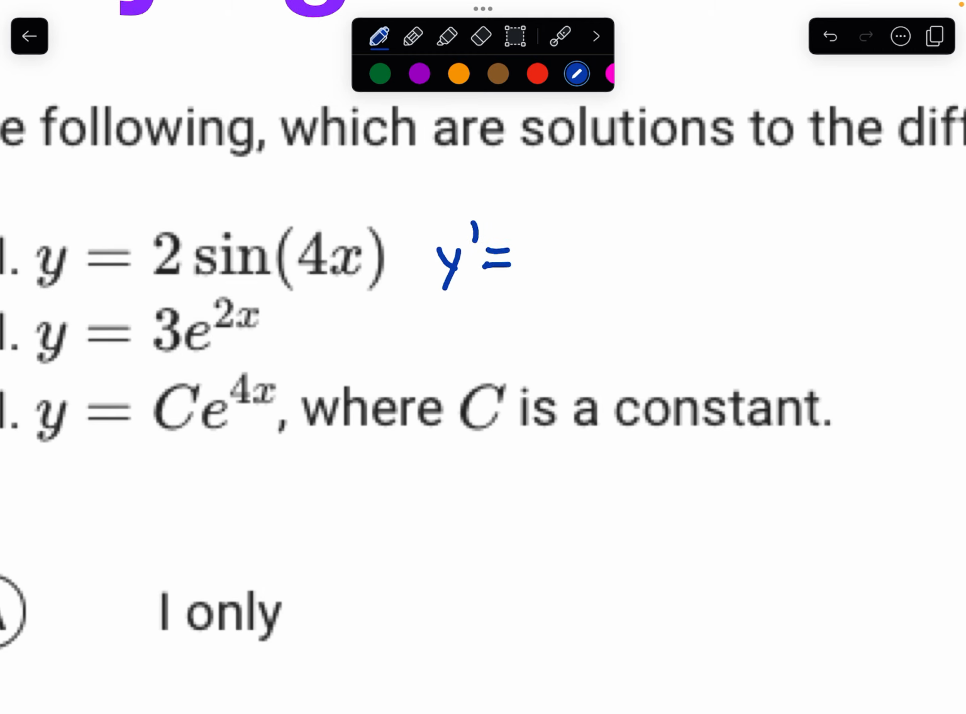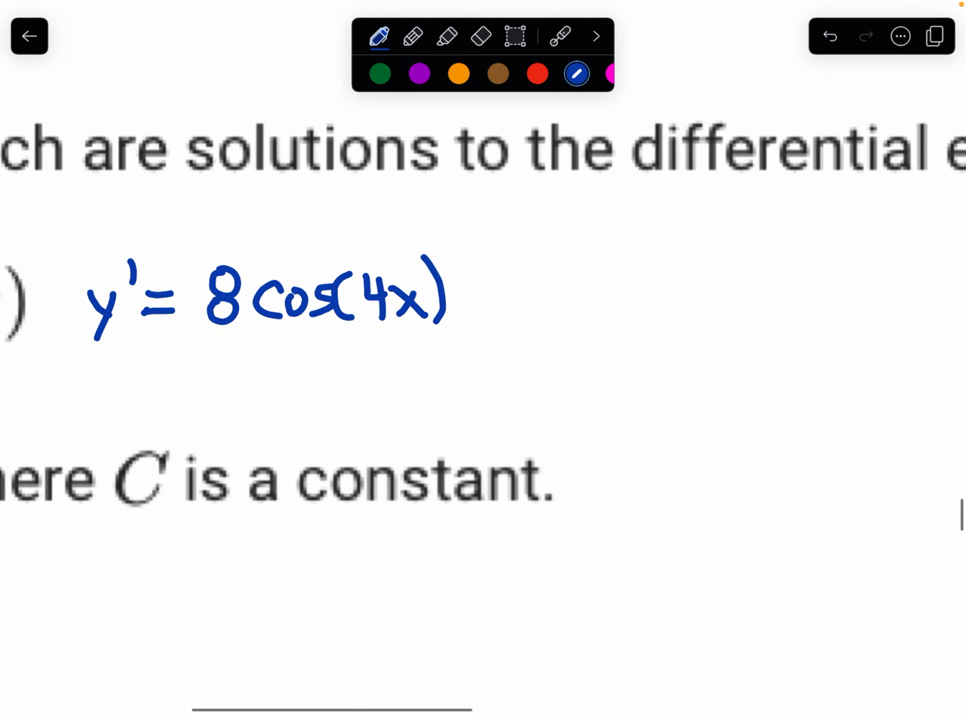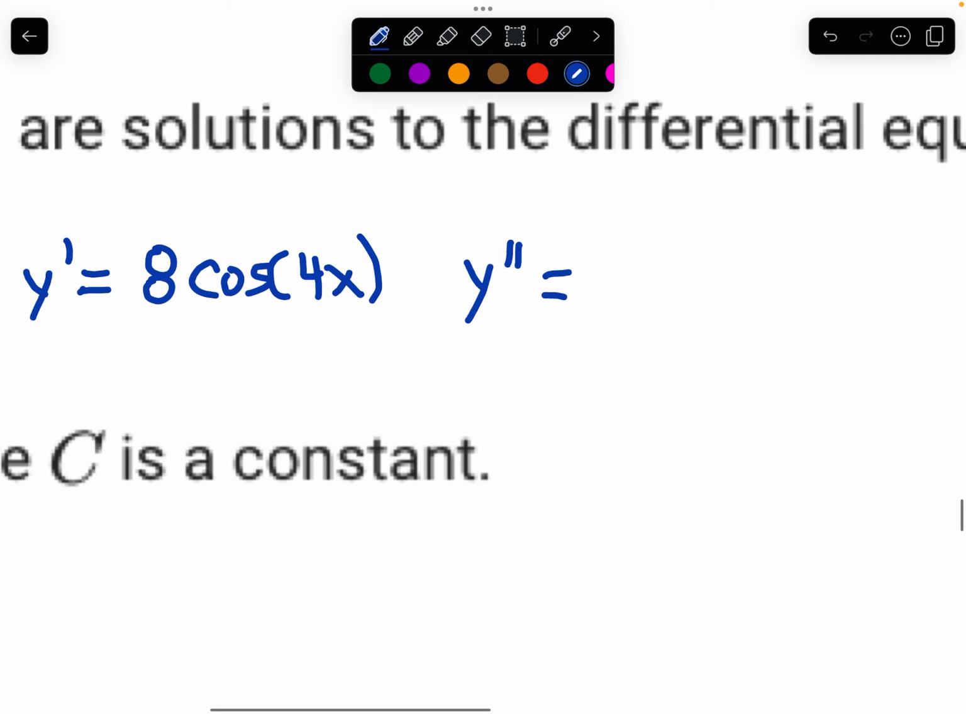Derivative of sine is cosine. I'm going to have that much. But then I got to multiply by the derivative of 4x, which is 4. And 4 times the 2 in front will be 8. So there is y prime for that Roman numeral number 1. But we also need y double prime. We'll have to make that substitution as well. The derivative of cosine is negative sine, so I'll have that with the 4x still. But then times the derivative of the inside, 4 times the 8 that was in front will be 32.